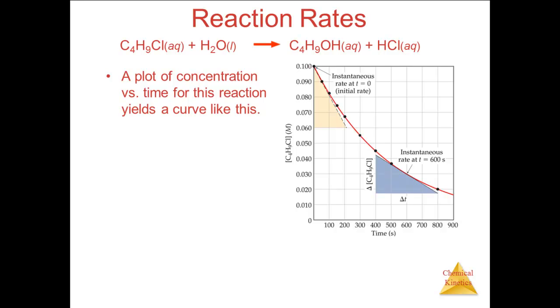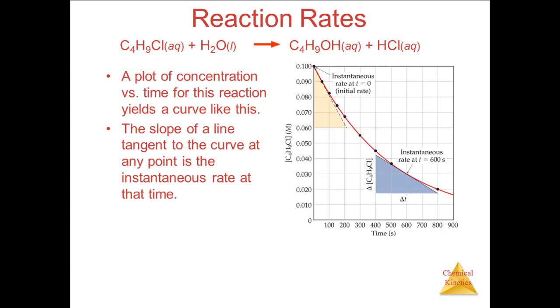If we plot the concentration of the reactant versus time, we get a graph like this. The slope of the tangent line at a particular point on the curve is the instantaneous rate, usually for the reaction on the slides written as rate equals d[C4H9Cl] over dt, where the d notation is from calculus. This will be important later.